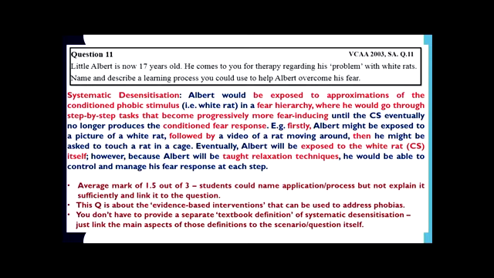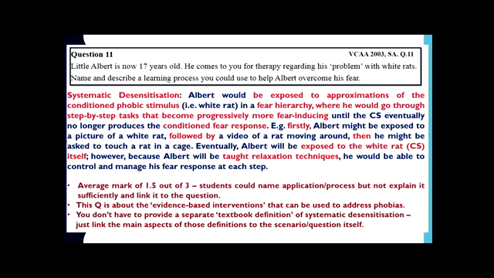So this was one of the questions where they didn't split up too much. Name and describe a learning process. So little Albert is now 17 years old. He comes to you for therapy regarding his problem with white rats. So again, they don't make it specific that he's got a phobia in the question. Name and describe a learning process you could use to help Albert overcome his fears.